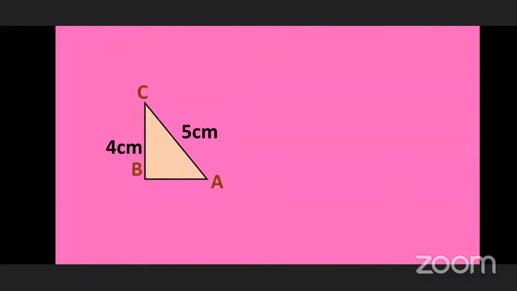And one more side is there, AB. Can anyone tell me what it is? It is a base. And the measurement given of base is 3 centimeter. So now we have the measurement of all the three sides of a triangle.